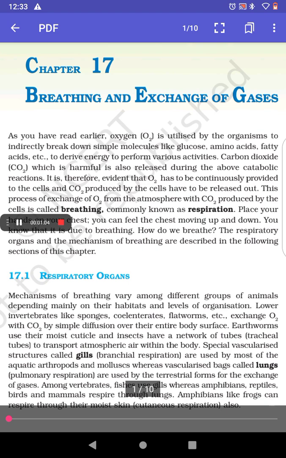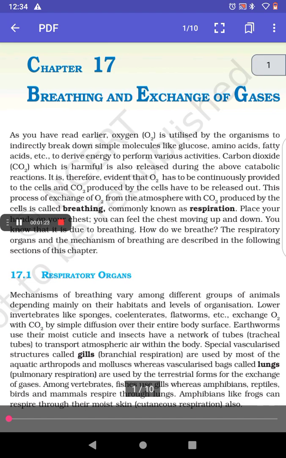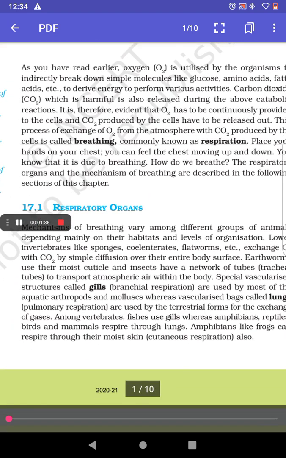The reaction which is happening in our body is called the catabolic reaction. That is what is mentioned in this. That catabolic reaction is an important thing, and continuing that, the process of exchange of O2 from the atmosphere with CO2 produced by the cells is called breathing, commonly known as respiration. This is the smallest term given over here, and this may also be asked in the objectives in NEET from the NCERT.